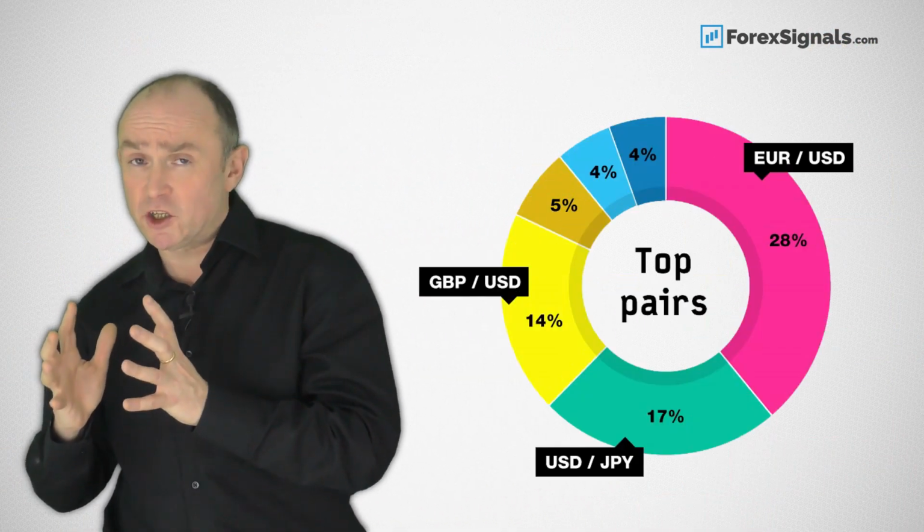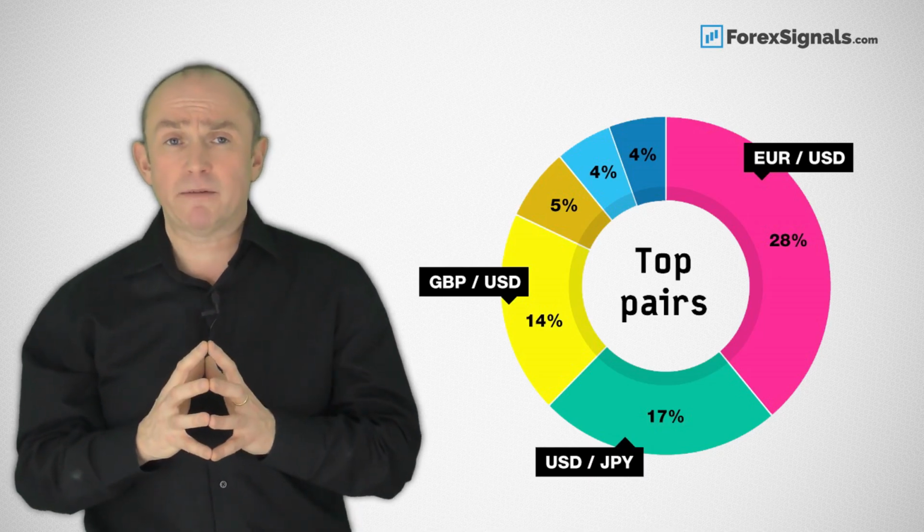Now that same study showed that the Euro USD, that's the US dollar, is the most actively traded Forex pair of them all and accounts for 30% of all Forex trades. Therefore the spread on the Euro USD is much tighter and the cost of trading this pair is normally much cheaper.